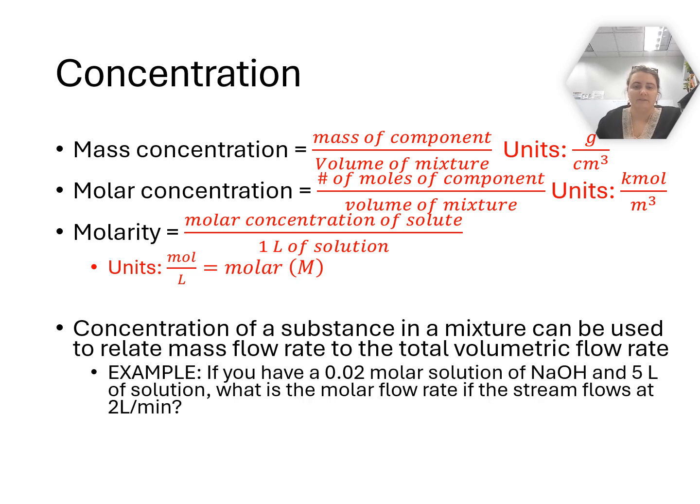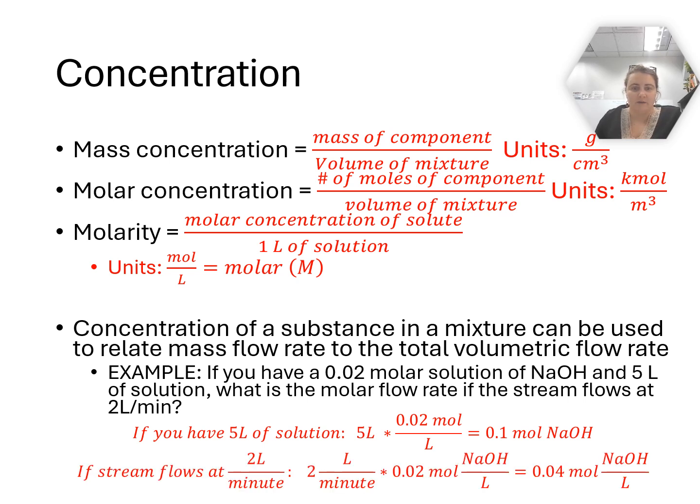So as an example, say we have a 0.02 molar solution of NaOH and 5 liters of solution, and we want to know the molar flow rate if the stream is flowing at 2 liters per minute. If we have 5 liters of solution, 5 liters times 0.02 moles per liter tells us that there's 0.1 moles in that particular system. If the stream is flowing at 2 liters per minute, and we have 0.02 moles of NaOH per liter, then we have 0.04 moles per minute flowing in the solution. So it's just a quick, simple conversion.